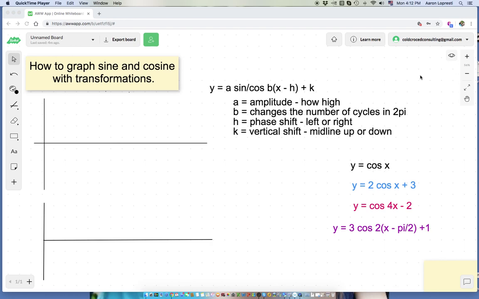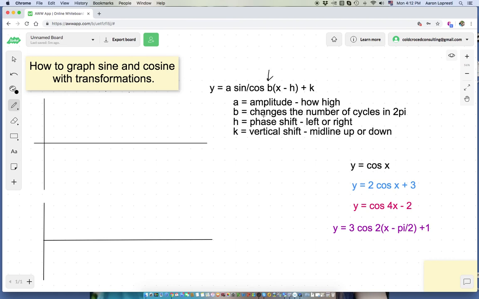All right, so how do we graph sine and cosine functions with transformations? So we have our little formula, and so what do all of those mean? Our A is our amplitude, meaning how high. I think of it as how loud it gets.